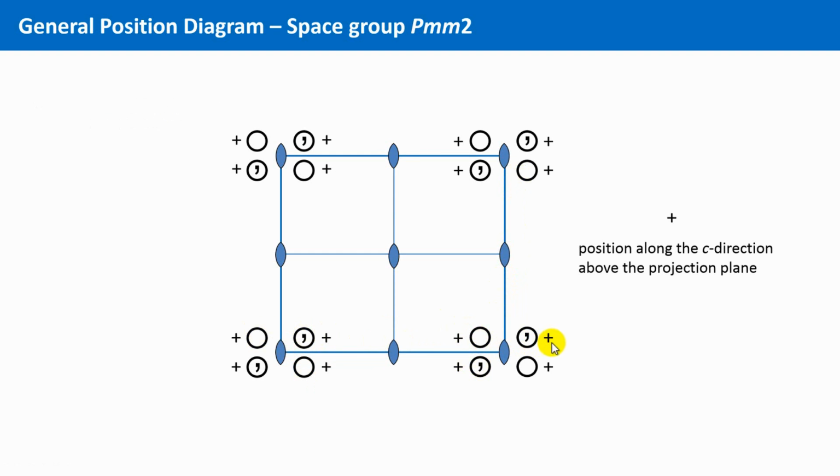Now only two things are left. First, the plus signs. They mean that the circles are located along the C direction somewhere above the height of the projection plane. And as all circles carry such a plus sign, this means only that none of the symmetry operations change the height of these circles along the C direction.